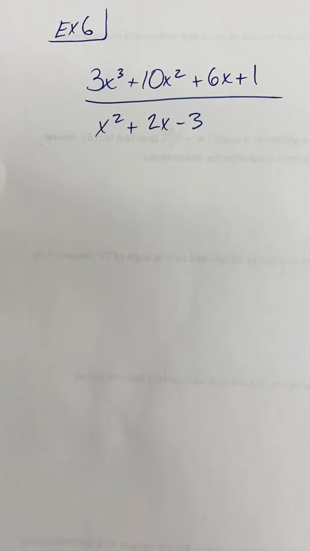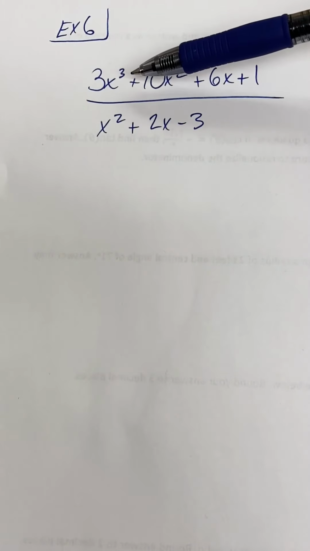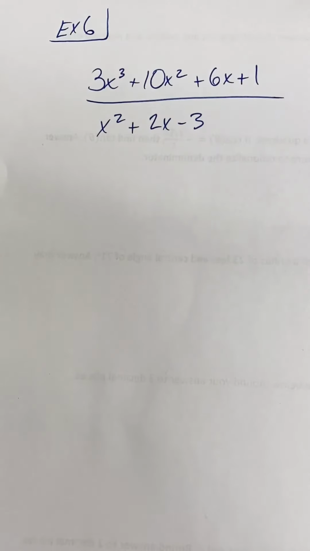All right, last example, example 6. This is the first time that you've had a numerator that's bigger than your denominator. So it's an improper fraction, basically. What we're going to do is long division, and then we're going to end up breaking down the remainder. So let me jump in and let you see how that plays out.